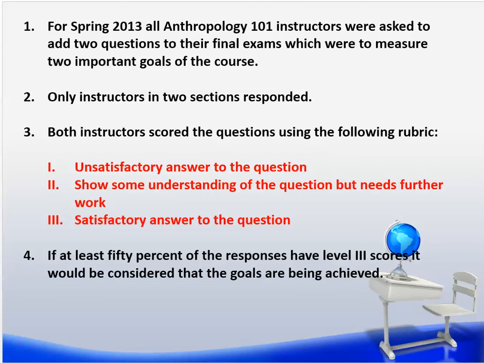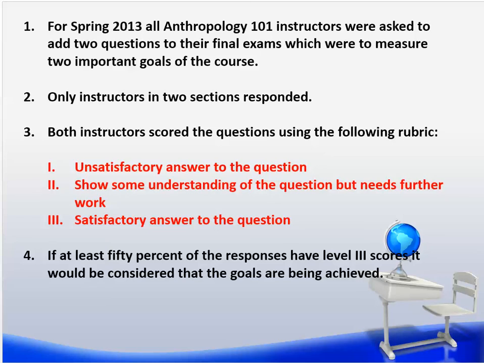Okay, so for the spring 2013 semester, all Anthro 101 instructors were asked to add 2 questions to their final exams, which were to measure 2 important goals of the course. Only 2 instructors in 2 sections responded. I was one of them, and Santangelo was another. The other instructors did not respond.